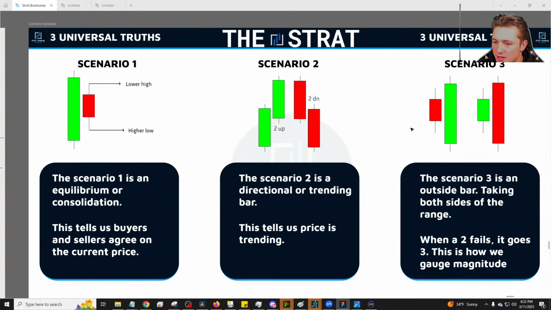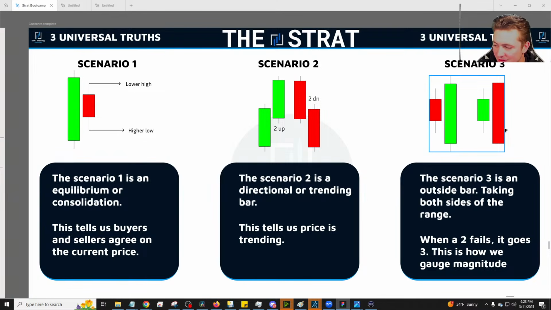Perfect. And what I mean by magnitude is, if we take out a low and then we change the color here, so we're a two down, but we're green trying to go the other way, we're going to expect the scenario three to occur. Because if you have a two down in green, it's attempting to go three. If you have a two up that's red, it's attempting to go three to the downside.